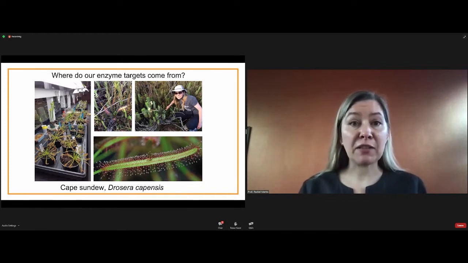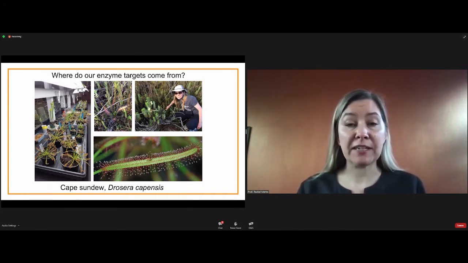And I want to point out that this whole project is a collaboration with Carter Butts. He does the genome assembly and some of the computational work.